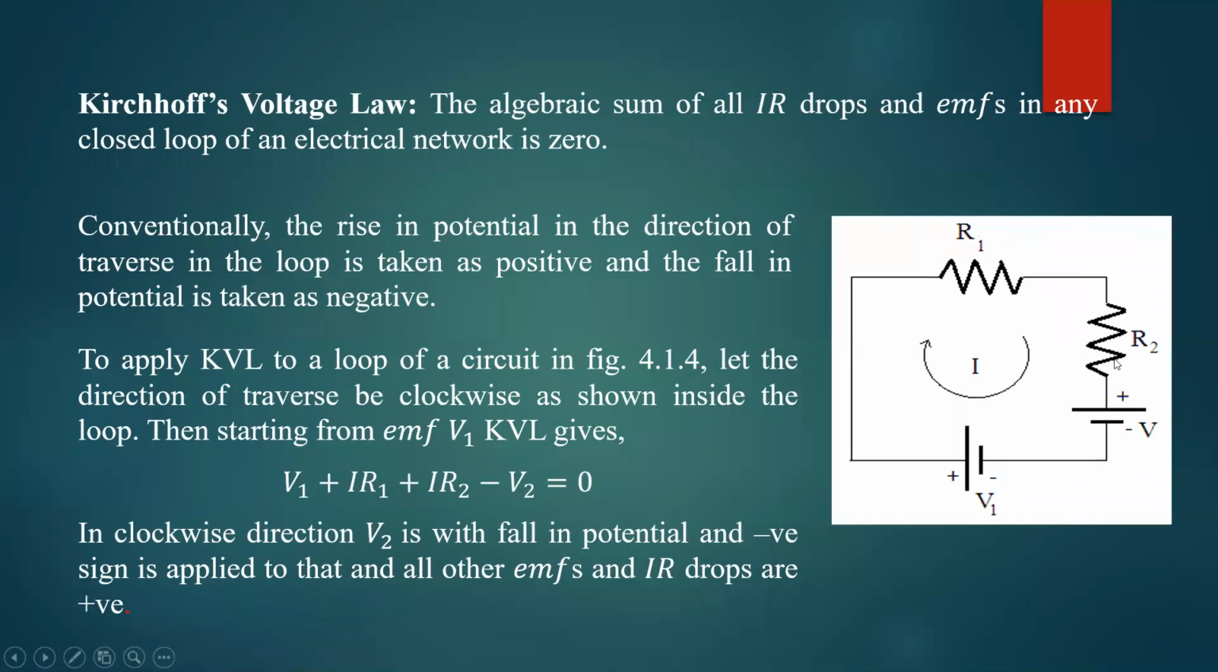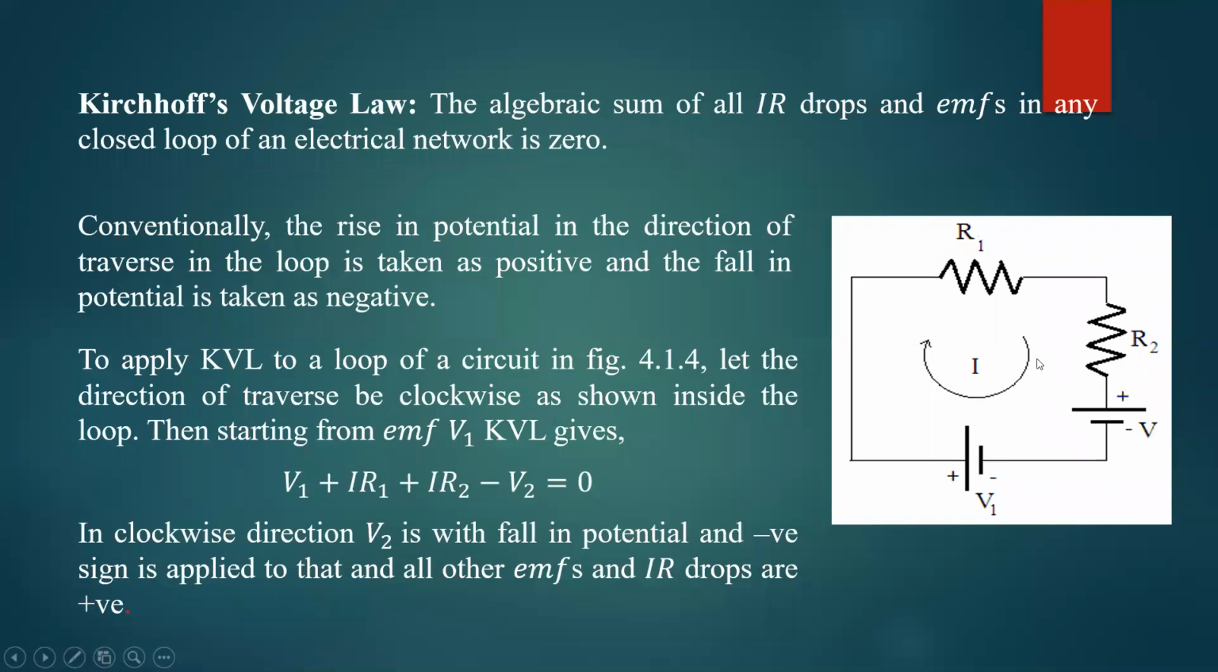Second component is over. Come to the third component, R2, where R2 is carrying current I. The IR drop is I into R2, and the current is flowing in this direction, so there is a rise in potential. So it is plus IR2, and finally this has to be V2. V2 is having a fall in potential. If you go from this positive terminal to negative terminal, in clockwise direction we are moving. That's why V2 is showing a fall in potential. It is connected in reverse direction. Okay, that's why V2 should be negative.